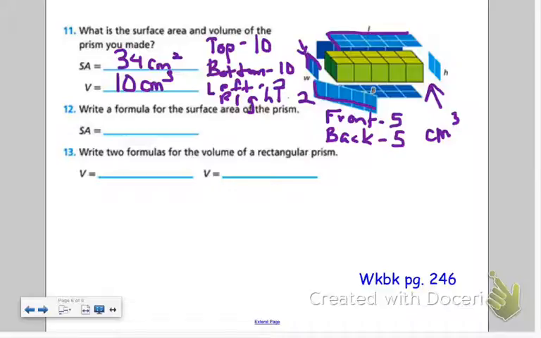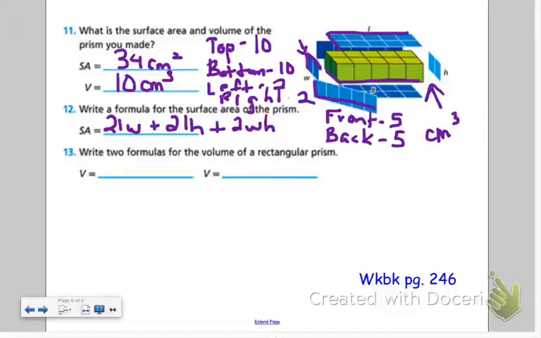Write a formula for the surface area of the prism. Well, if you remember, we had that long formula, 2 times length times width, which would give you the bottom and top. 2 times length times height, well, that would give you the front and the back. And then 2 times the width times the height, that would give you the left and the right. So there's our formula for surface area, and you have that on your formula sheets.